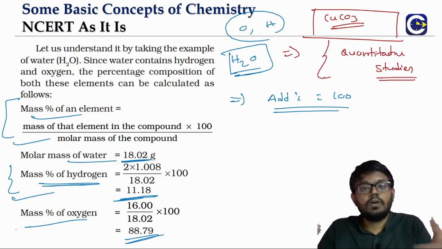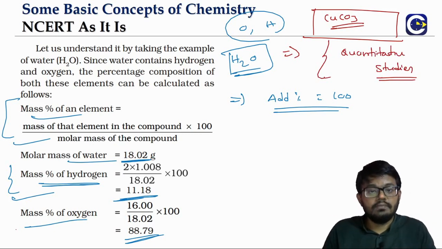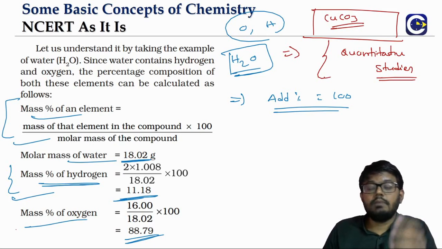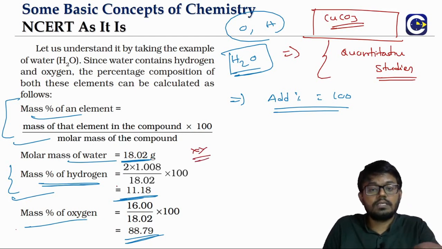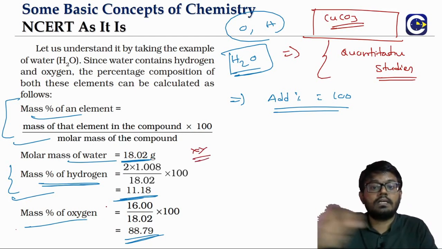So in what we call analytical chemistry, we have two things. One is quantitative, which is about the measurement. Second is qualitative. With the quantitative part, we will be able to find out the mass percentage of each of these elements in a compound. It will not come like this. This calculation we are doing after knowing that water has the formula H2O.